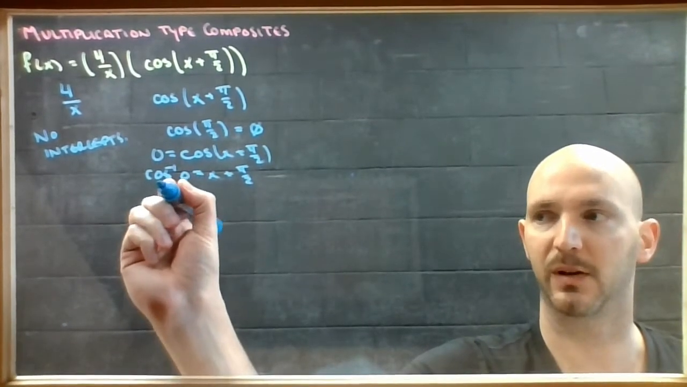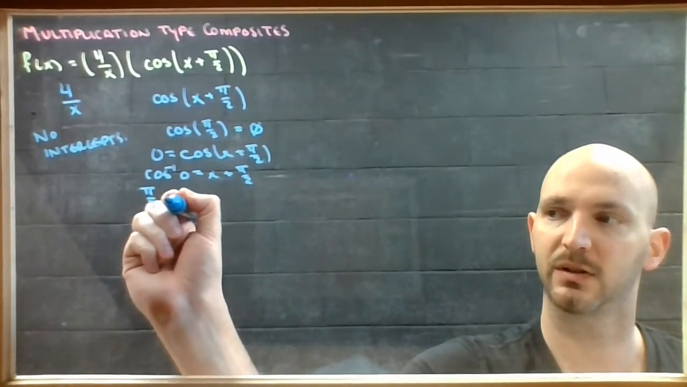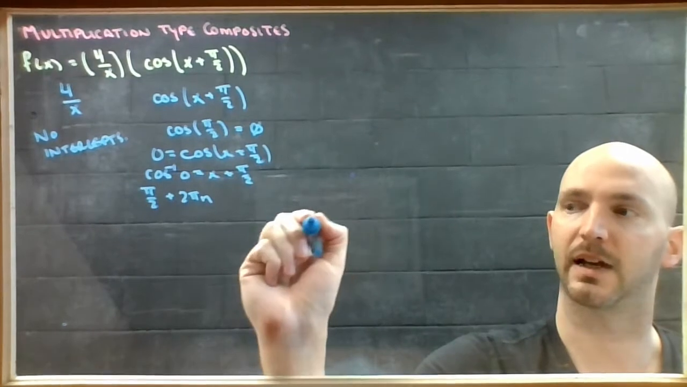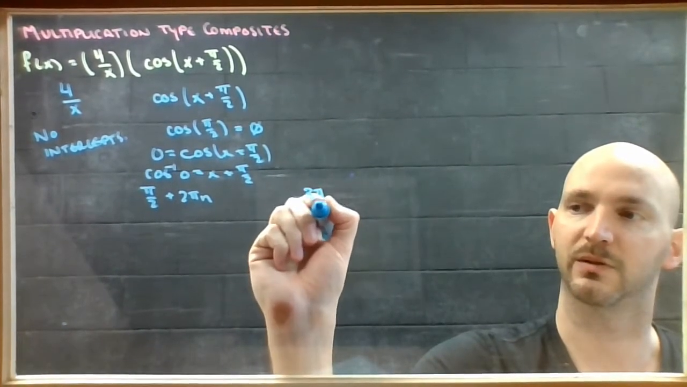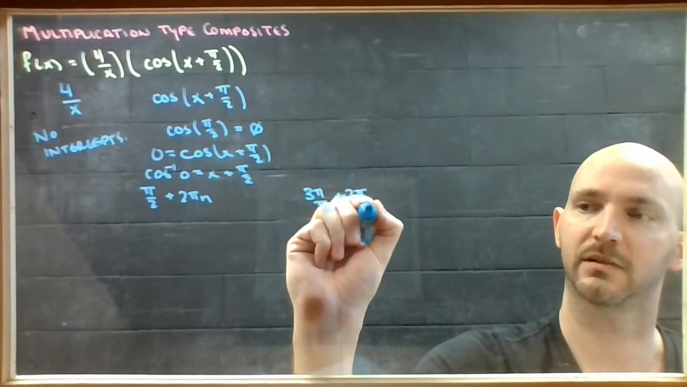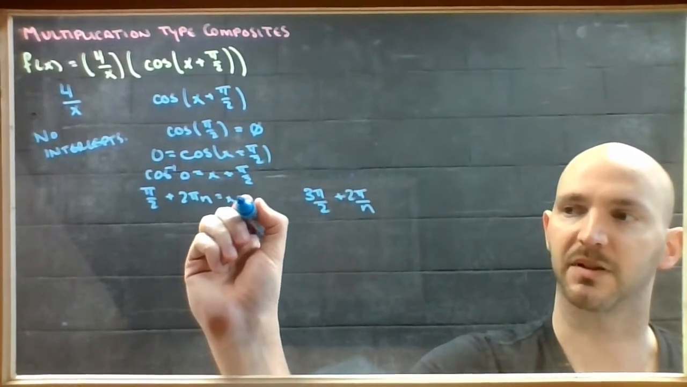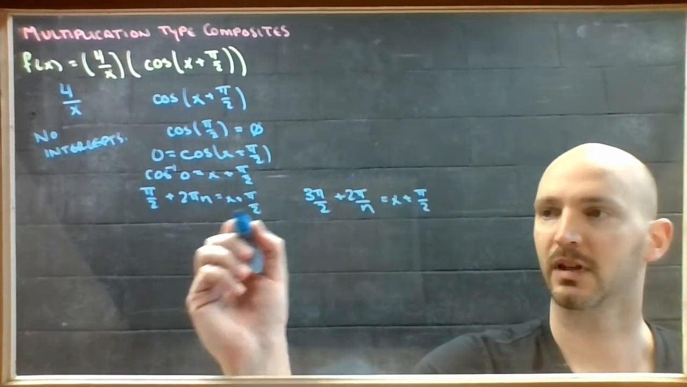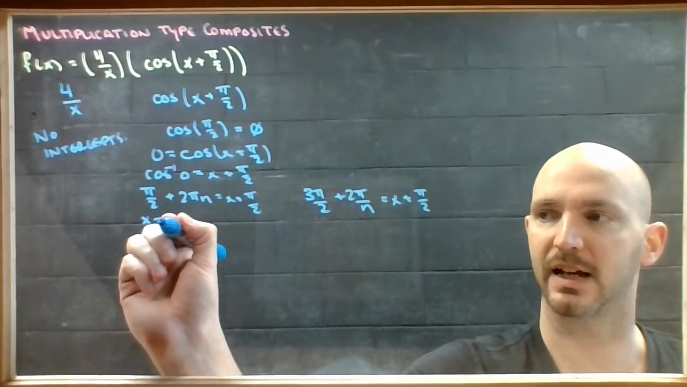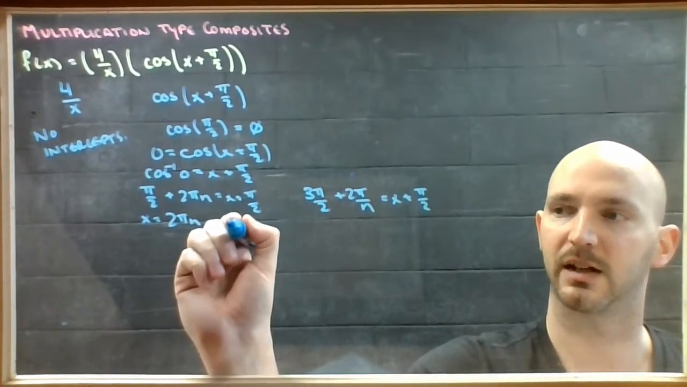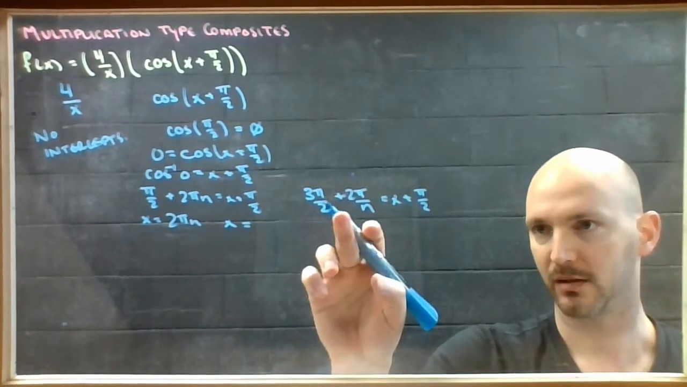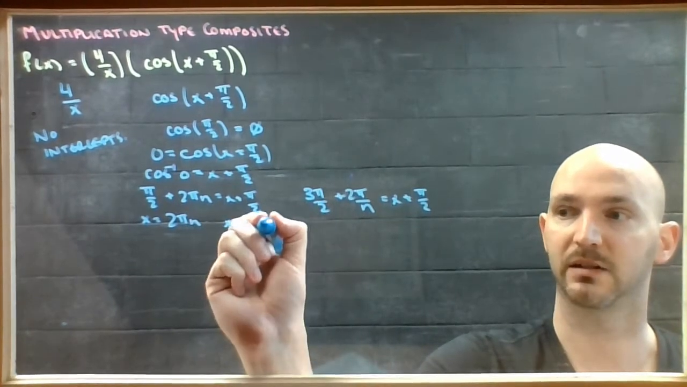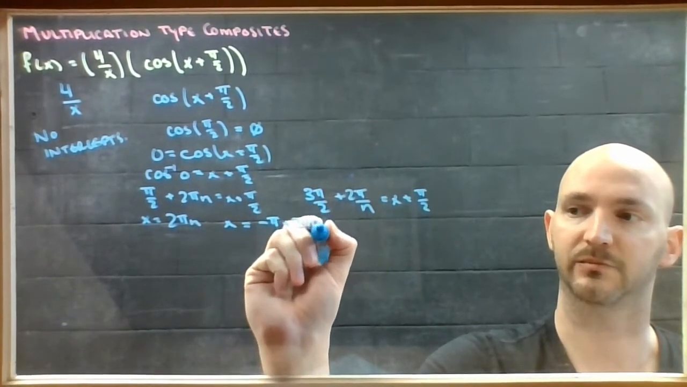Cosine is worth 0 at pi over 2 plus 2 pi n, and at 3 pi over 2 plus 2 pi n. And so if that's equal to x plus pi over 2, and so is this, subtract pi over 2 from both sides, I get x is 2 pi n, and here I get x is pi over 2 minus 3 pi over 2, which is minus pi, plus 2 pi n.